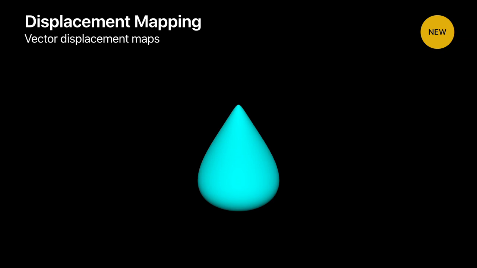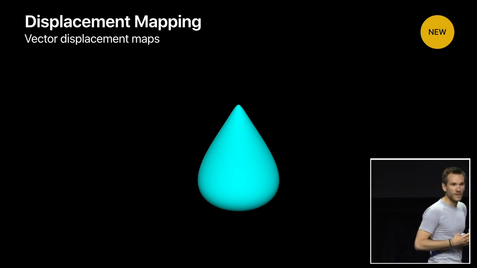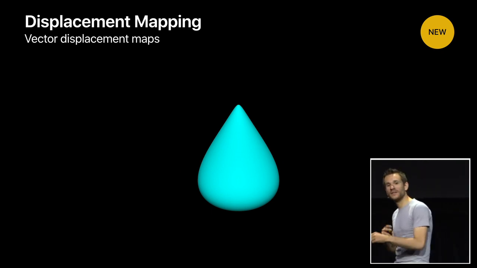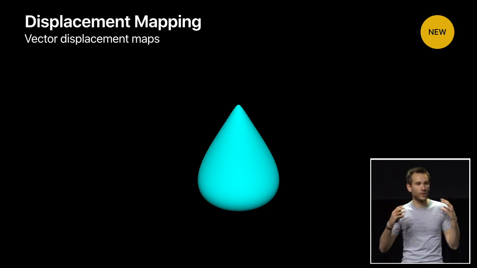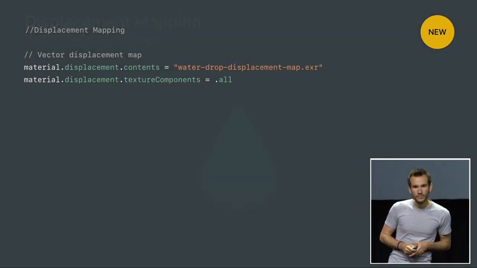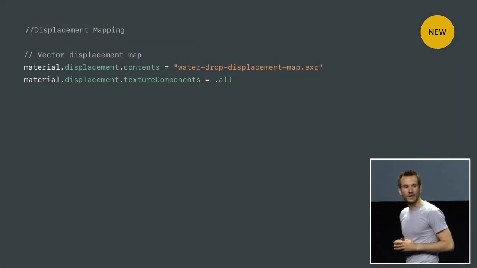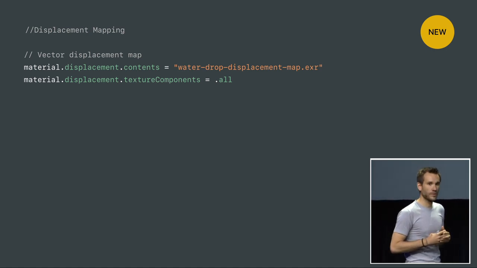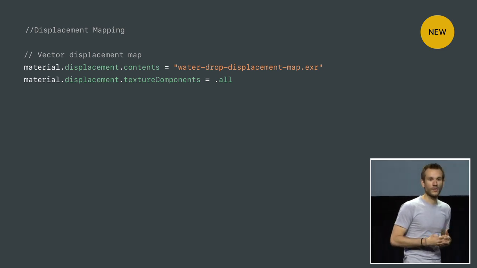OK, so this is a silly example, but in your application, you can use displacement maps to add fine details to your geometry. So for instance, if you have a demo with a chameleon, you can add detail to its skin. Or if you have an application and there are rocks you can get really close to, vector displacement maps are the right tool. The API is the same, except that instead of just red, you specify all for the texture components to indicate that you are interested in more than one color channel of the input image.